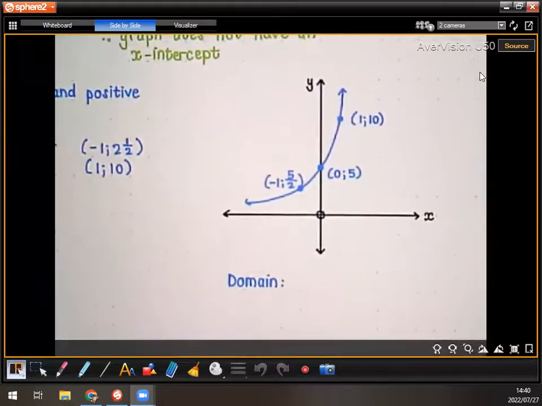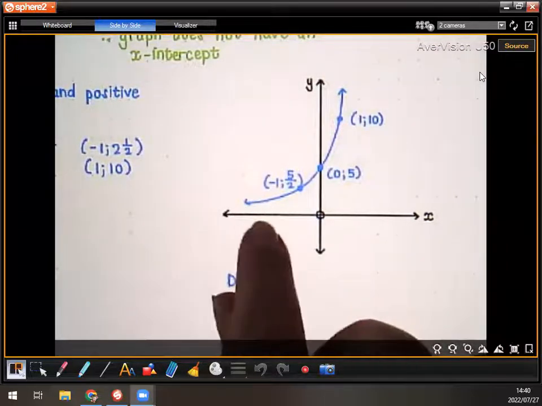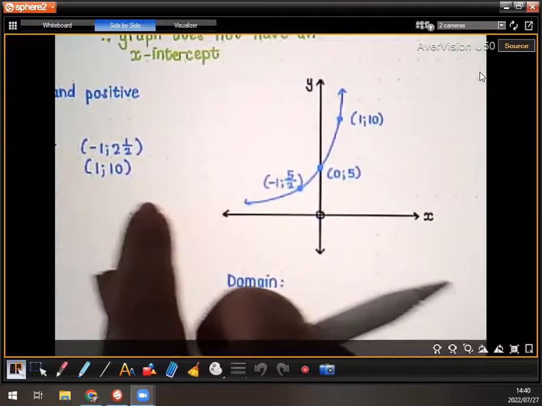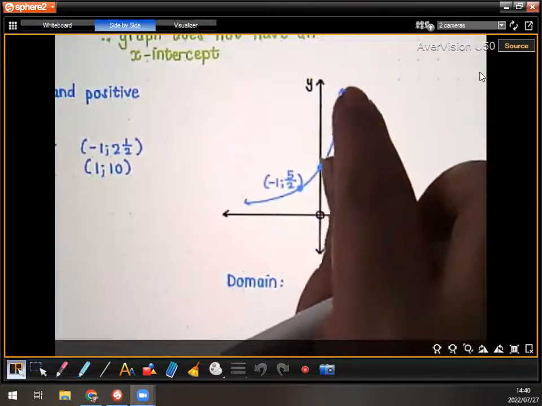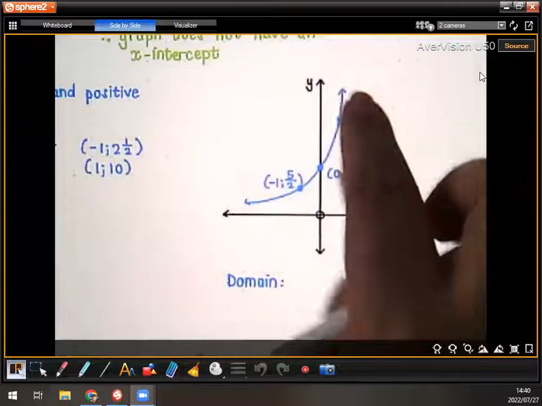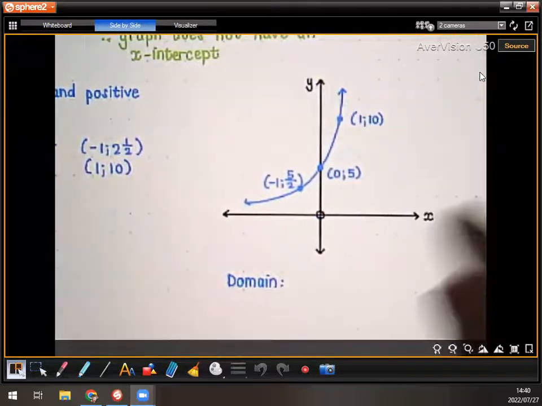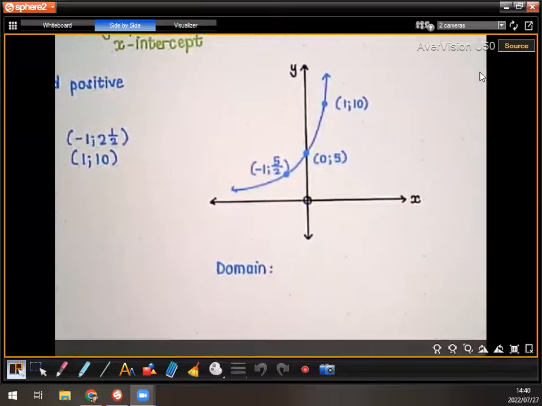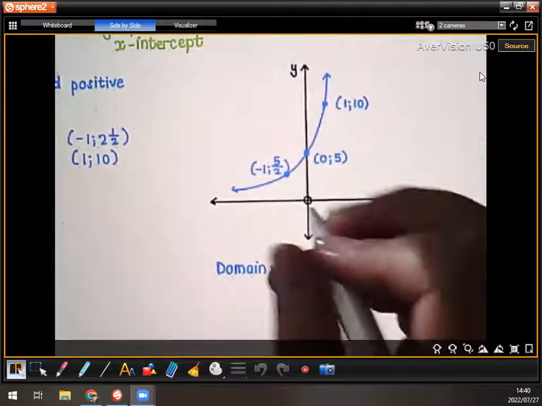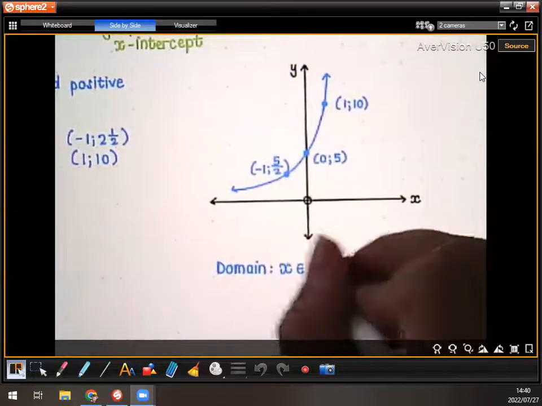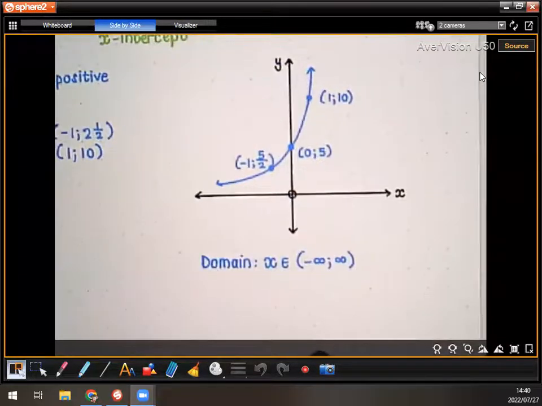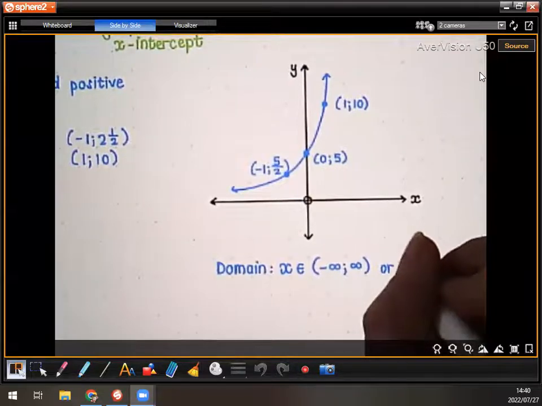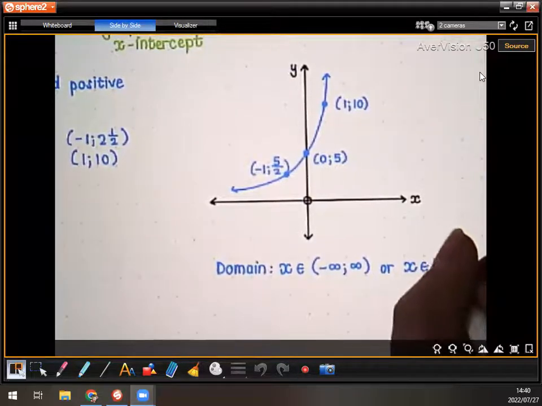Remember the domain is all the x values. Now what's happening along the x-axis here? What's happening on the left-hand side? It has an arrow, so we're going to negative infinity, right? And what about the right-hand side? There's also an arrow, okay? It's steeper, obviously, but it's also going to keep going and going forever to positive infinity. That's always going to be the case with an exponential graph, guys. The domain is x is an element of negative infinity to positive infinity, or like I've said before, you can write x is an element of real numbers.